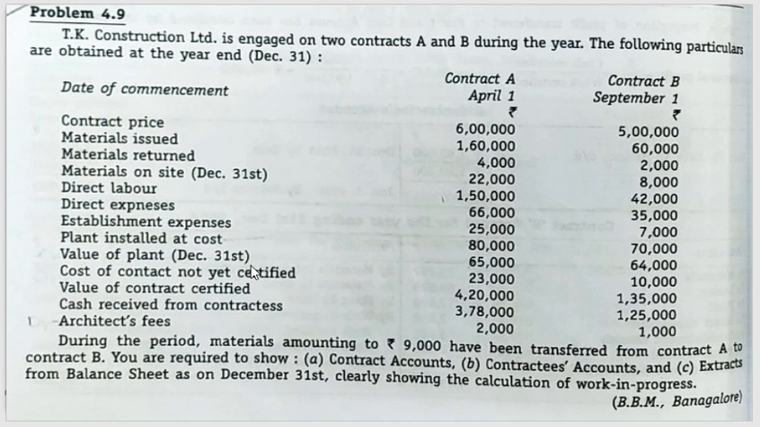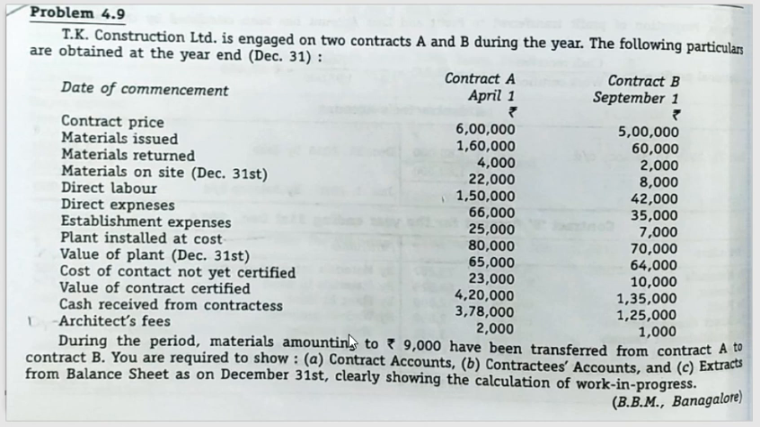Value of plant, this is the closing value because December 31st is given, so it will appear in your credit side. Cost of contract not yet certified, so this is your work in progress item, which is work uncertified, which will appear in your credit side. Value of contract certified, which is your work certified, which will appear in your credit side. Cash receipt from the contractee, which will be used for calculating in your formula.